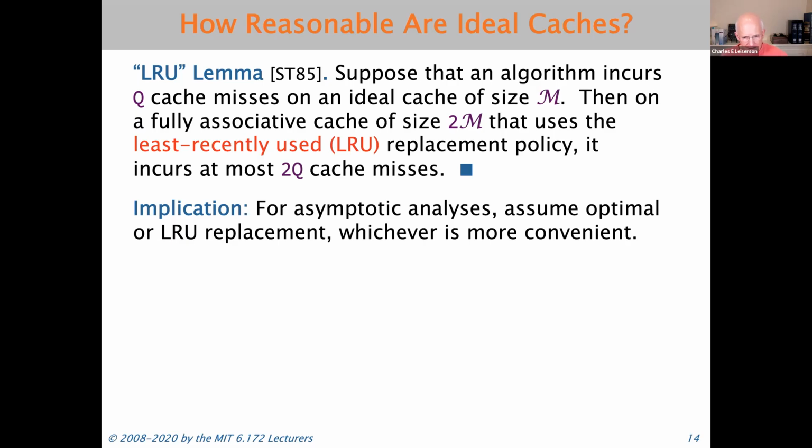So when we're analyzing things in the ideal cache model, for lower bounds we usually choose the LRU replacement strategy for analysis, and for upper bounds we choose the optimal strategy. But you're free to choose whichever one you want, because the answers aren't going to differ by more than a constant factor.